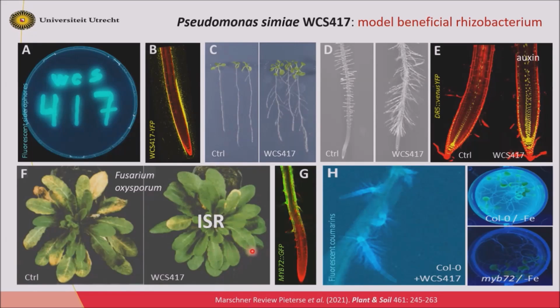Well, in the past, we have demonstrated that there's one gene in the plant root, very important for the onset of this induced systemic resistance.